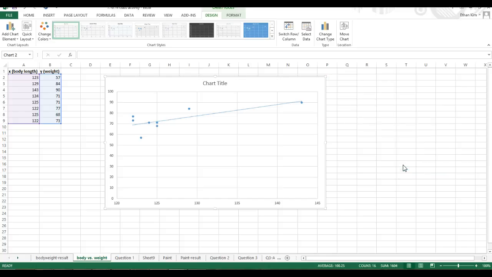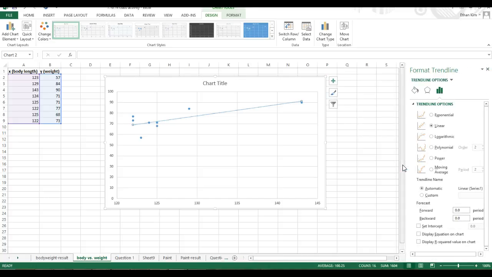Click that, and there is an option here for Excel to display the equation on chart, right? So you can click that. You can also display the R squared value on chart, so you can do that too. R squared is given, but let's just do the equation first.